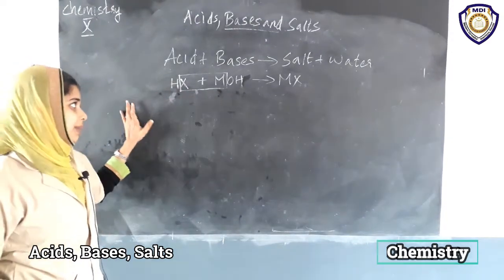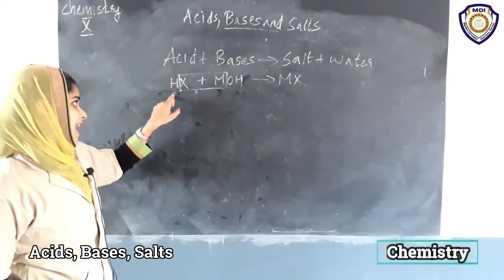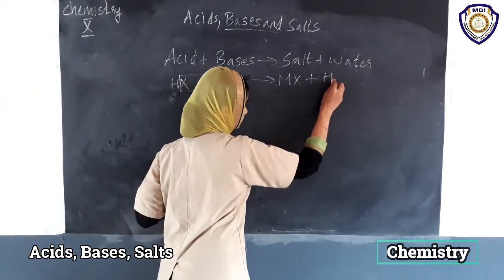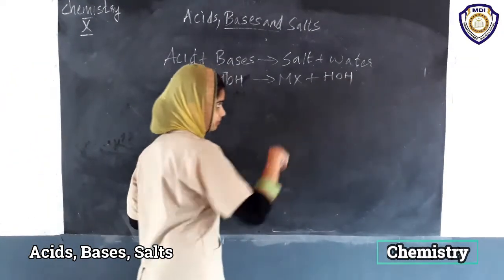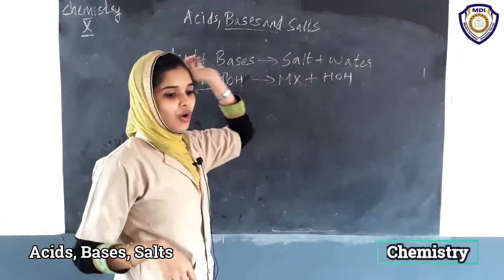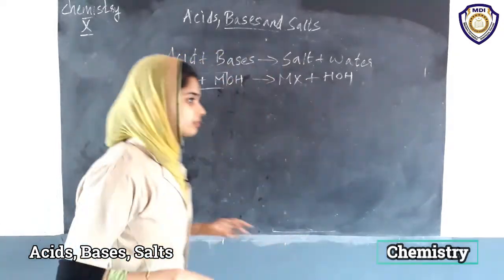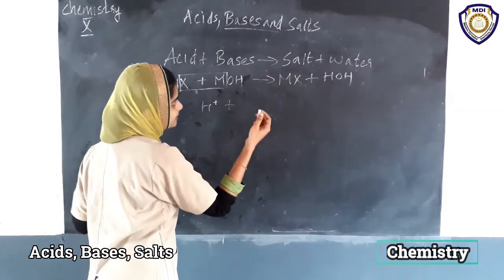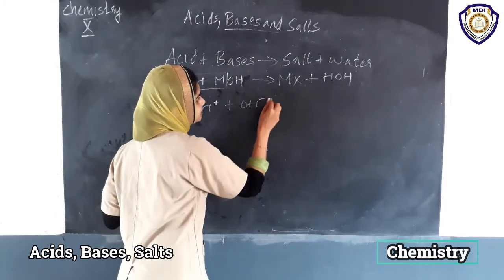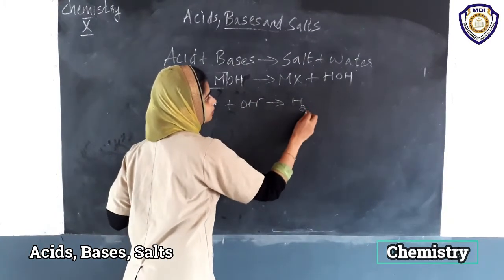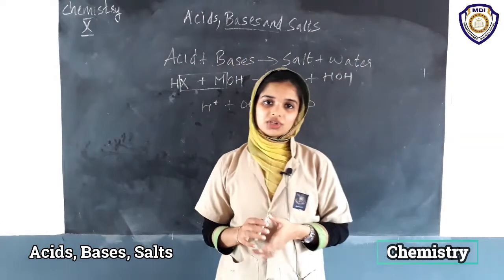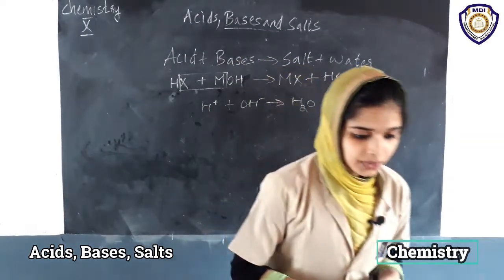Then what are the remaining components? H and OH. H and OH together form HOH, which is H2O. So H plus and OH minus gives H2O. We get water. This is the equation of the reaction.